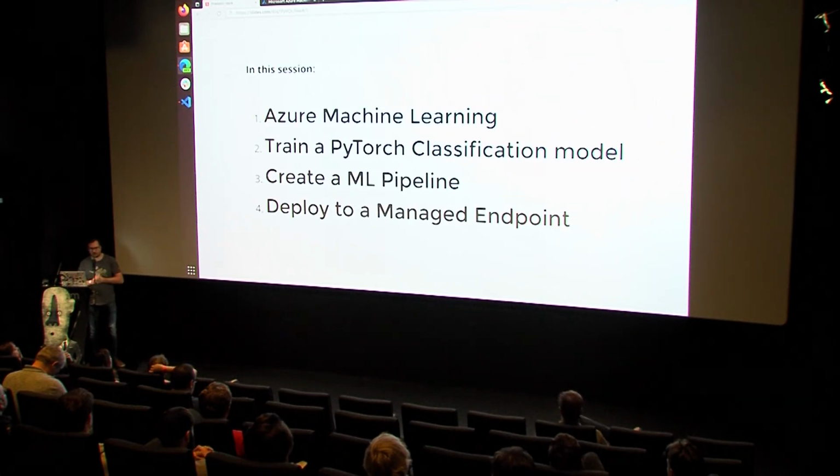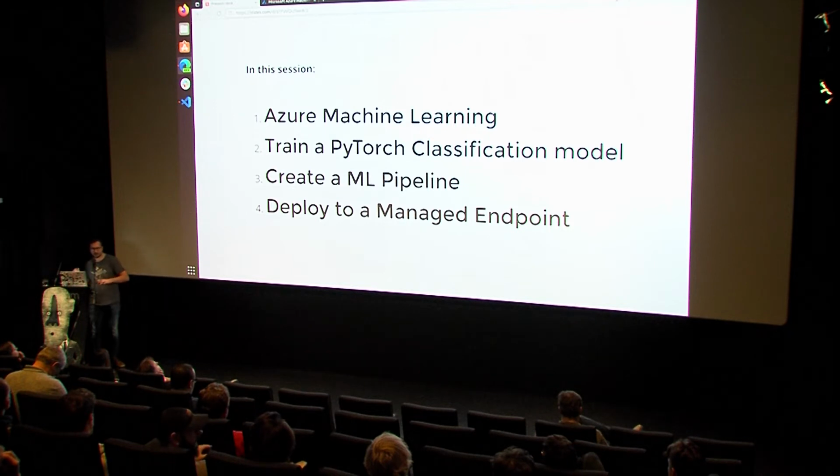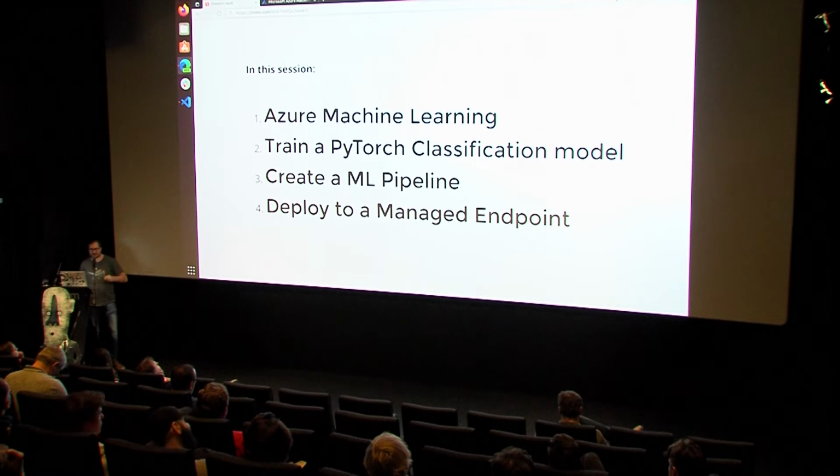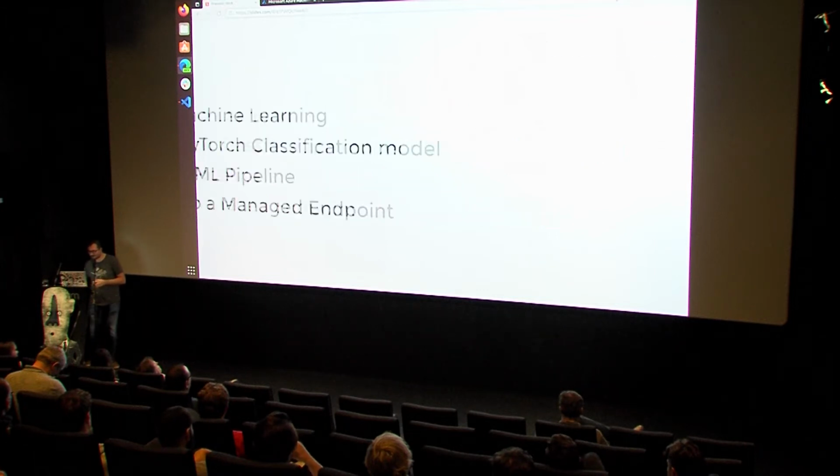So what are we going to do in this session? First I'm going to explain what Azure Machine Learning is, or machine learning on Azure is. Then we're going to train a PyTorch classification model. And then we're going to upgrade that and create a pipeline, and then we're going to deploy it to a managed endpoint. I have 2 slides, and the rest will be Visual Studio Code demos. So let's hope Internet and Azure will work today.